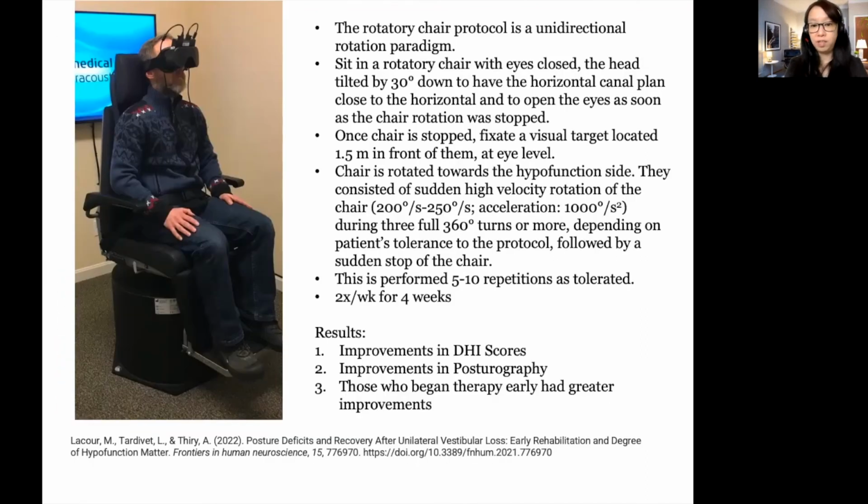it helps in DHI scores, dizziness handicap index scores, helps in posturography results, and also that those who begin therapy early, meaning if they just had their insult, vestibular neuritis, to say within 2 weeks you start treatment, they respond much better or recover much faster than those who come maybe a month after having a vestibular neuropathy. So early diagnosis, begin treatment early is very, very helpful. So I think you all can do this too if you have your chair, right? Slot in some sessions for your patients.